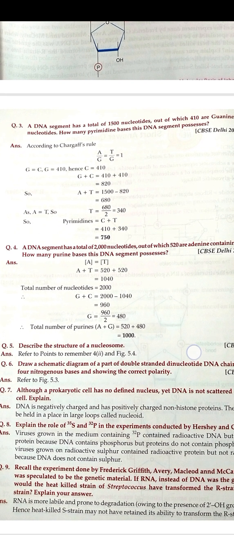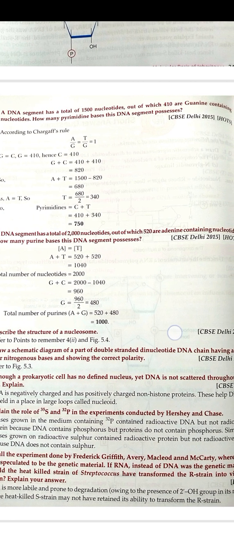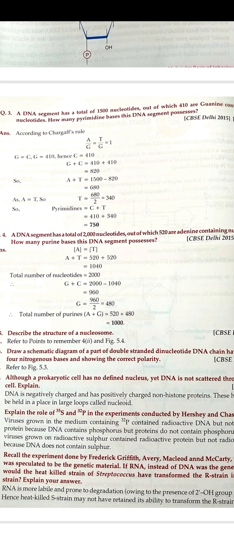Now coming to the next question, number 4. A DNA segment has a total of 2000 nucleotides, out of which 520 are adenine containing nucleotides. How many purine bases does this DNA segment possess?